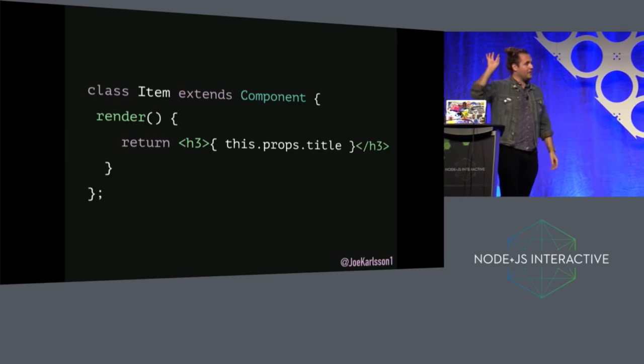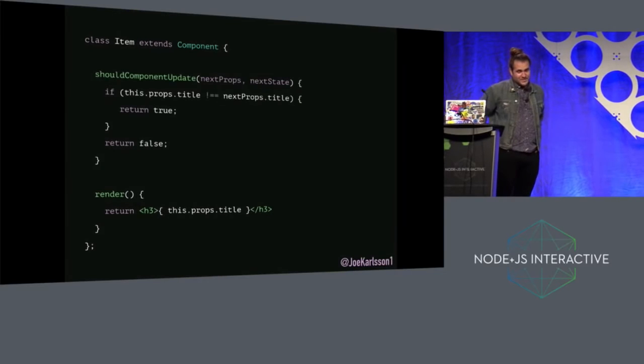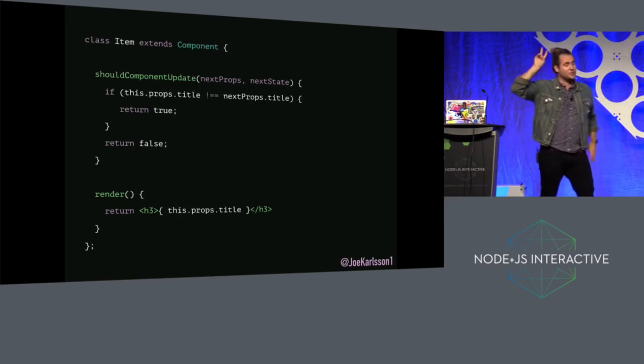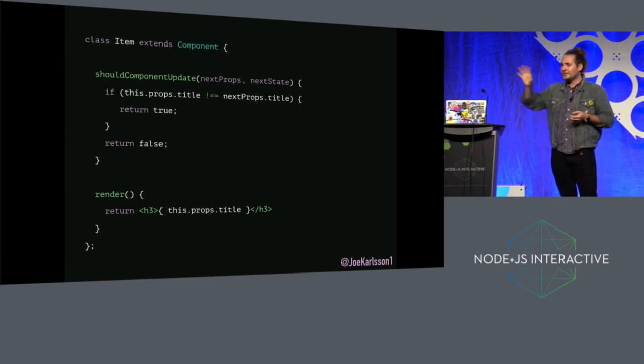So this is an example of an item from my component, and we're going to refactor it to use shouldComponentUpdate. This lifecycle method takes in 2 arguments, nextProps and nextState, and it allows you to return a Boolean depending on whether you want that component to re-render or not.